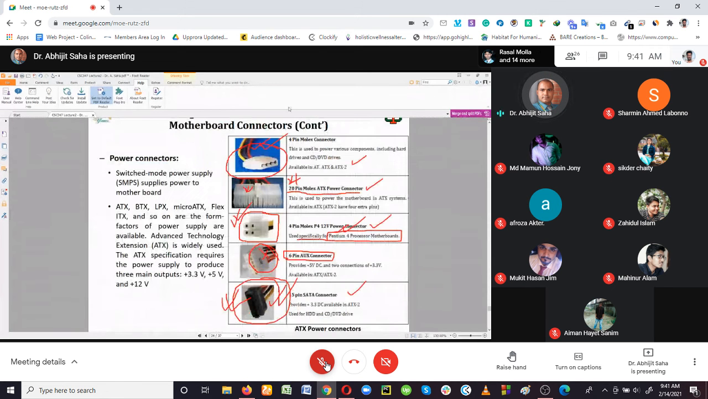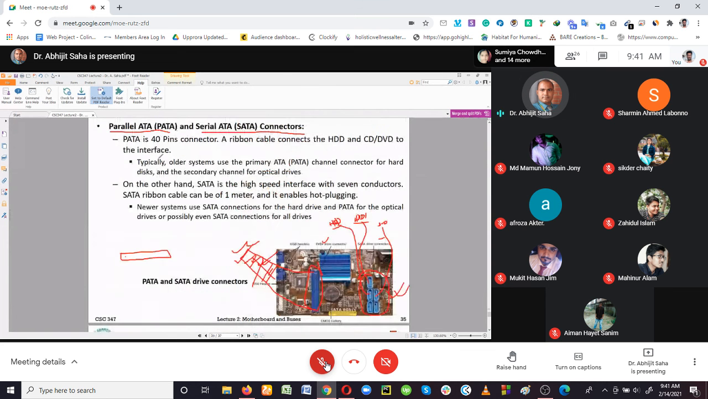And this is only for understanding. And this is the use of these power connectors we are having. How many pins do these connectors have? How much voltage do they actually support? So you should know them.